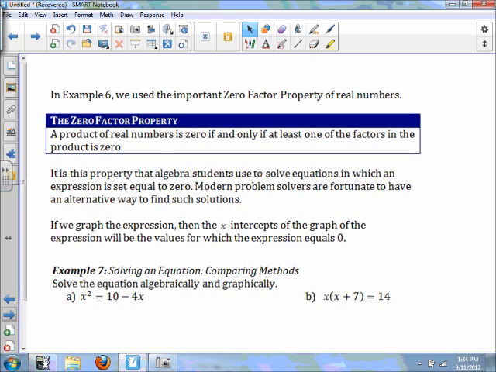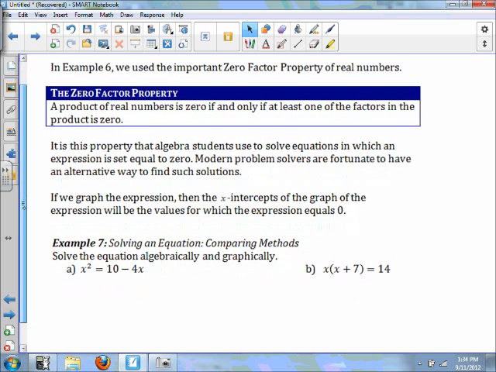Now in example 6, we use the important zero-factor property of real numbers. A product of real numbers is 0 if and only if at least one of the factors in the product is 0. You've been using this again and again since algebra. Now it's this property that algebra students use to solve equations in which an expression is set equal to 0.